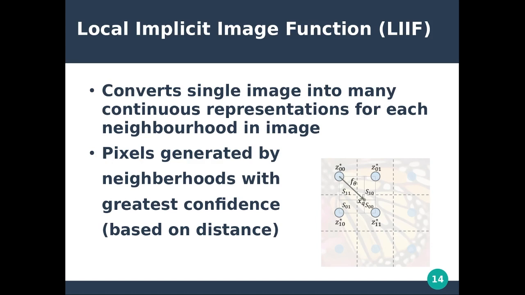When sampling a new pixel, the predictions of each new pixel information from each neighborhood are merged based on the normalized confidences of each neighborhood with regard to that pixel location. This confidence is based off of distance.